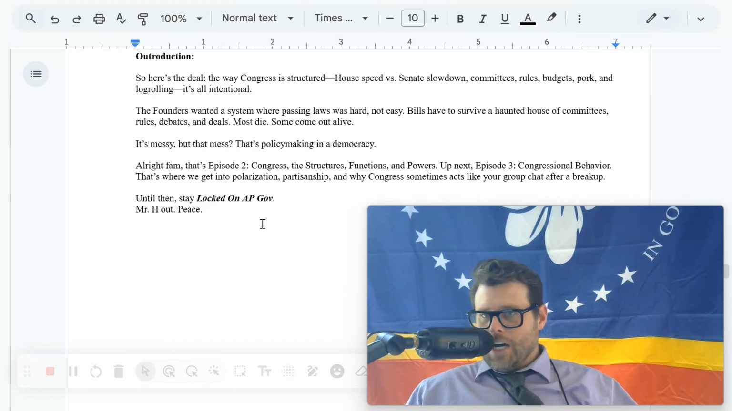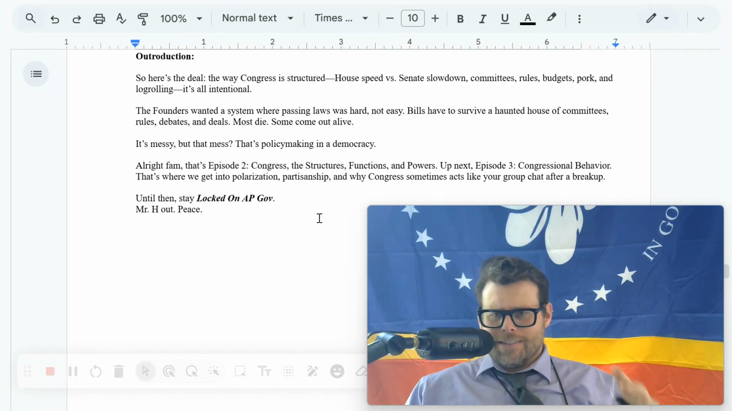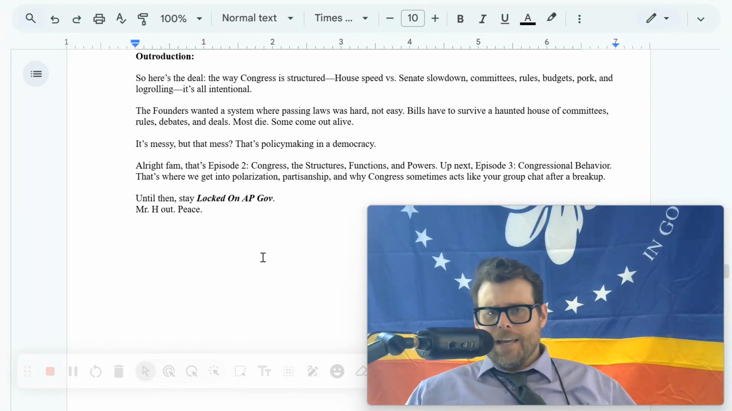Bills have to survive a haunted house of committees, which you will do tomorrow with your bills. Rules and debates and deals are made. Most die. Some come out alive. Some come out like zombie bills, altered and messed with, like a Frankenstein bill, right? It's messy, but that mess, that's policy making and democracy.